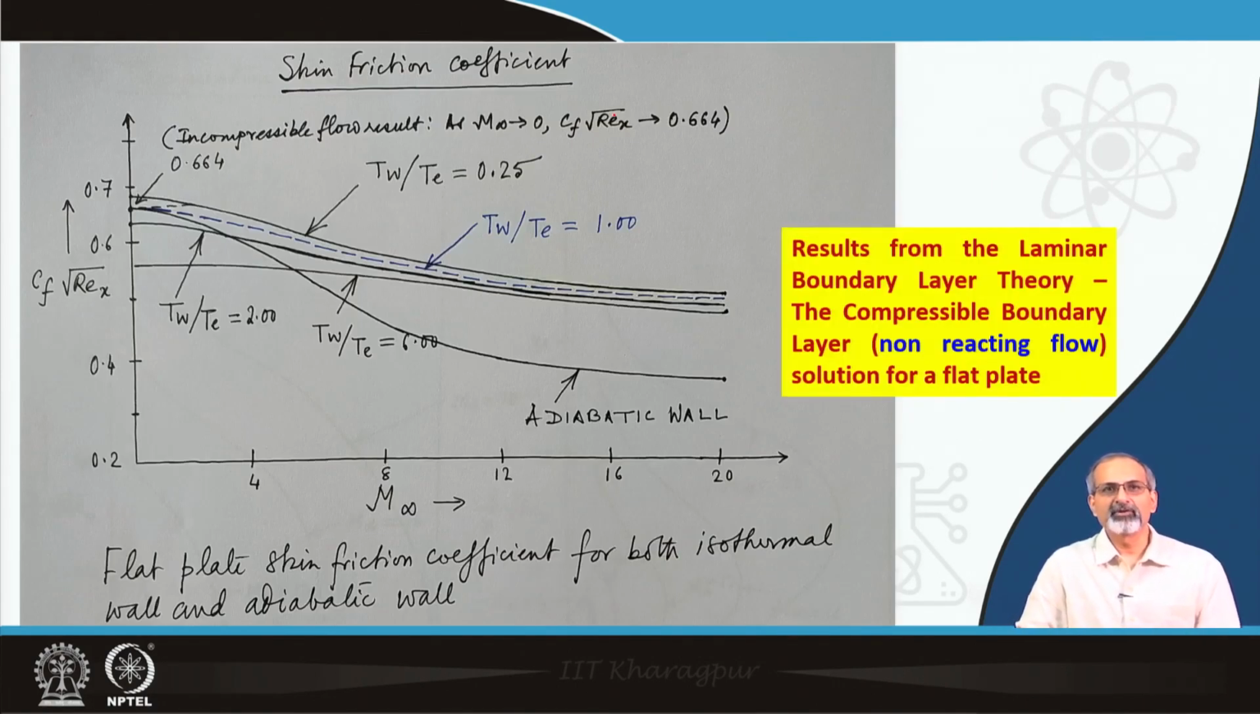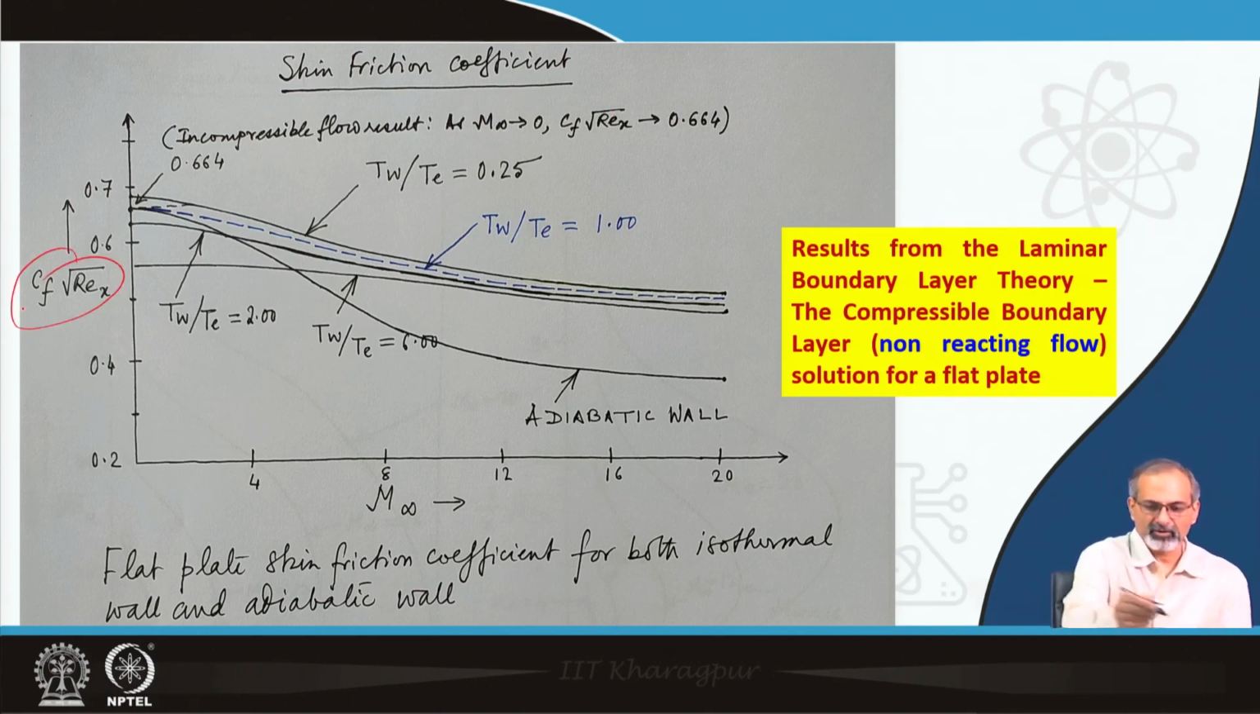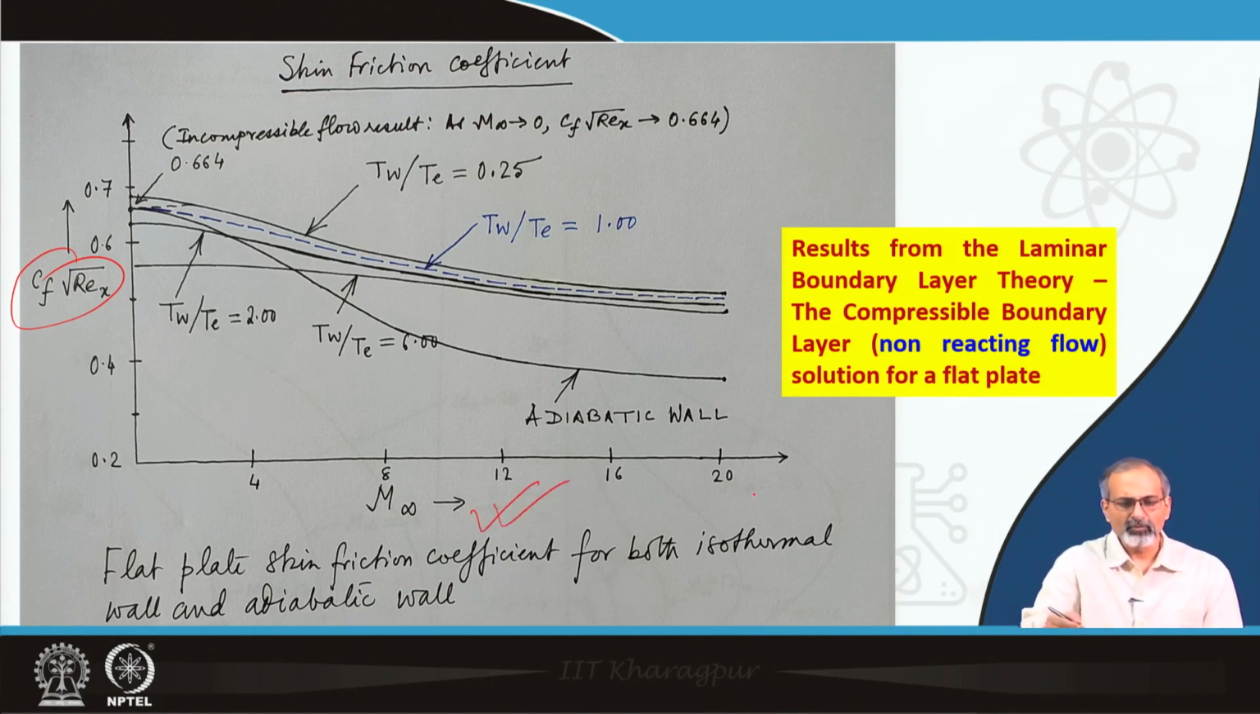And then we came up with some interesting results like this, results for laminar boundary layer, the compressible boundary layer non-reacting flow solution for a flat plate, where we were talking about the variation of the CF root REX as a function of Mach number for both isothermal as well as adiabatic walls. And we also talked briefly about the incompressible flow result, where it fits in this perspective.